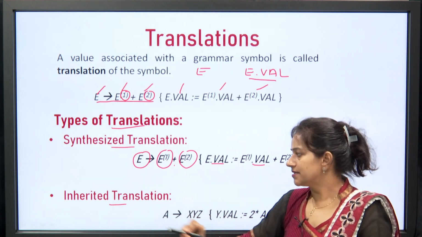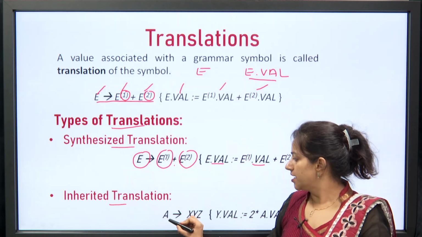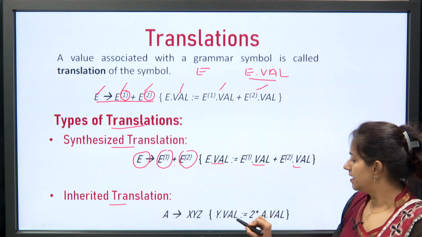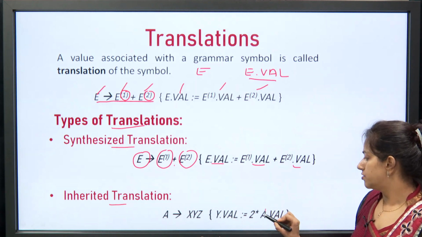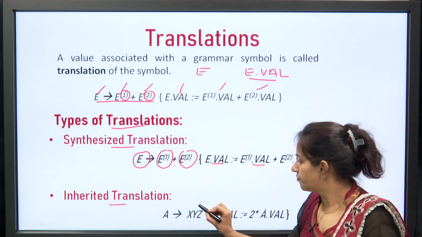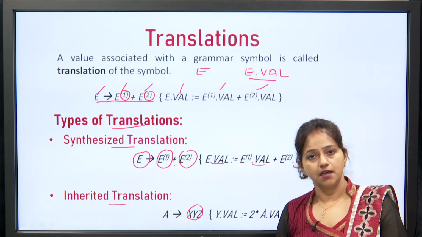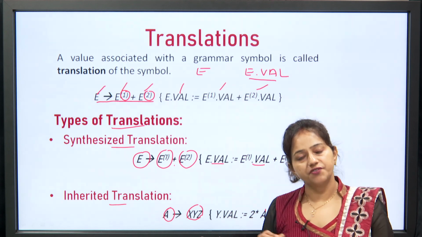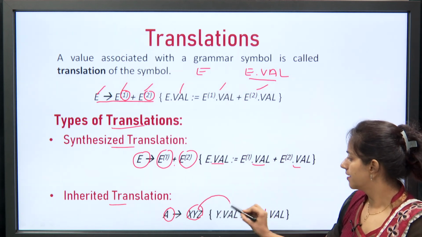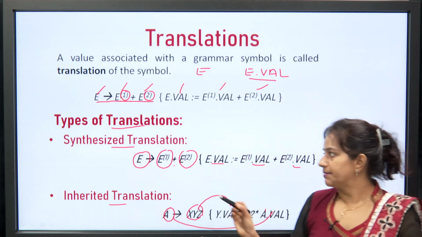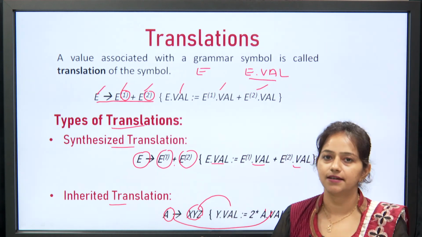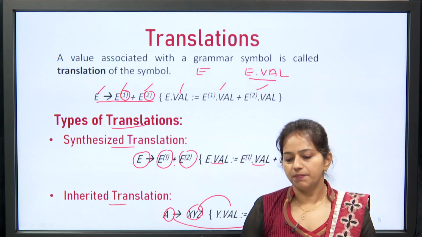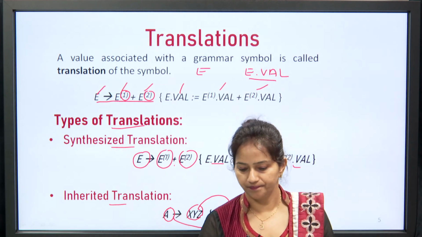Now, next is inherited translation. Suppose the production is A to X Y Z, and here the semantic action is Y dot val is equal to 2 into A dot val. So here the translation of a non-terminal that is on the right hand side is defined in terms of the translation of a non-terminal that is on the left hand side of the production. This is Y and this is A. So this is about synthesized translation and inherited translation. In today's class, we will discuss translations, and at all the places we will use synthesized translation.